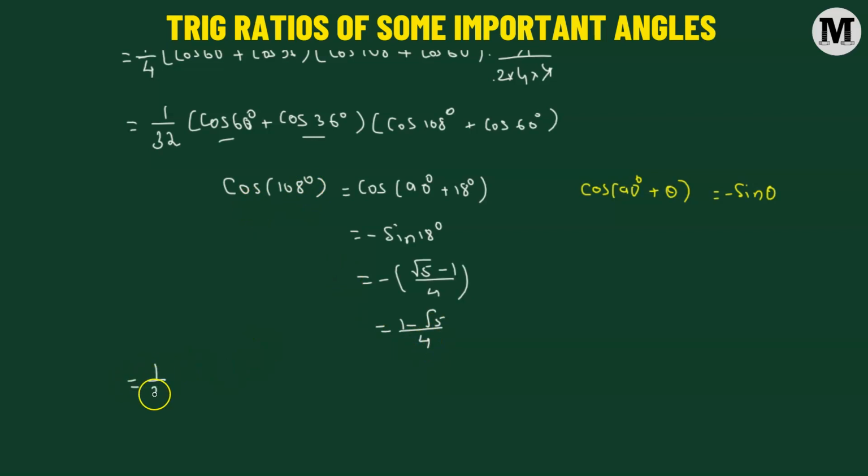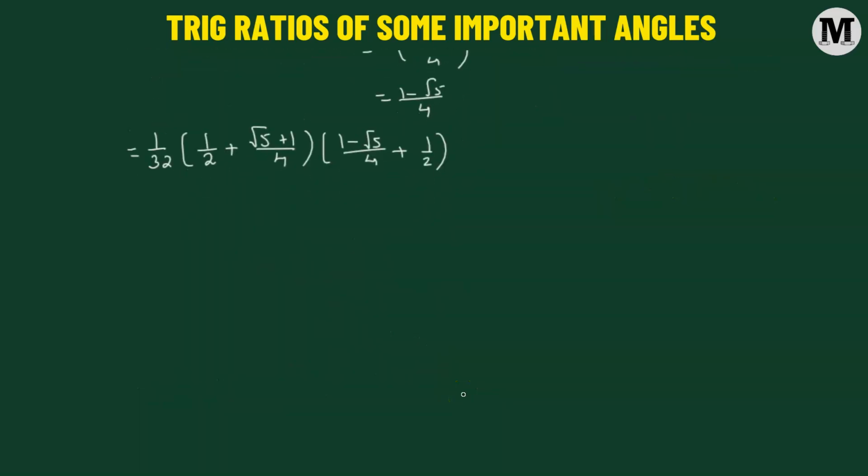We'll substitute this back into our expression, where we have 1 over 32 multiplied by cosine 60, which is 1/2, added to cosine of 36 degrees, that's square root of 5 plus 1 divided by 4, whole multiplied by cosine of 108 degrees, that's 1 minus square root of 5 divided by 4, added to cosine 60 degrees, that's 1/2. So we will further simplify. We have 1 over 32 times, adding these two fractions gives us 3 plus square root of 5 divided by 4, multiplied by, adding these two fractions gives us 3 minus square root of 5 divided by 4.